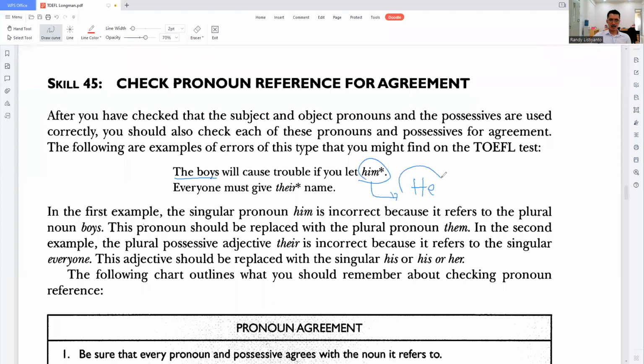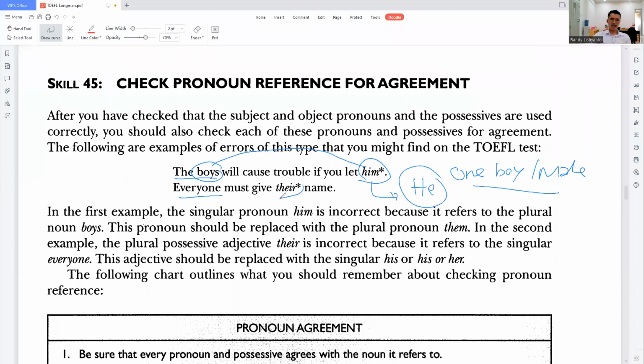The subject here is boys. But this, we have boys, so it is incorrect.